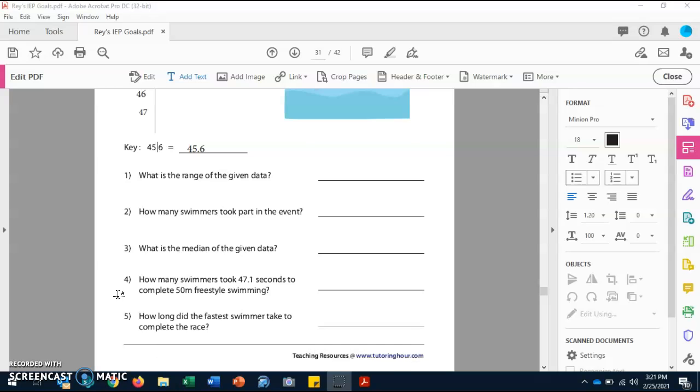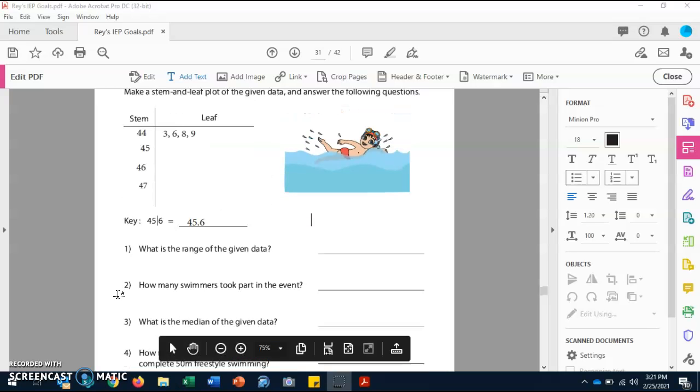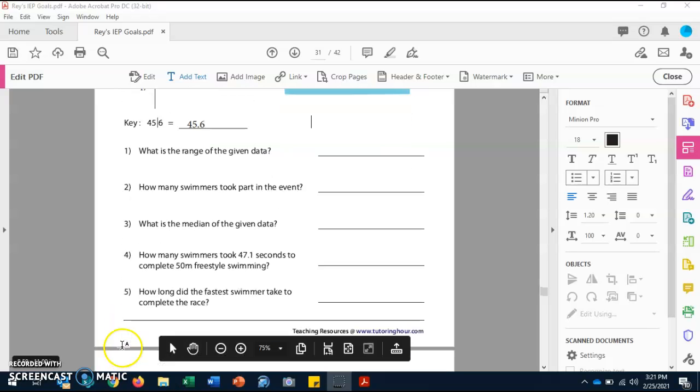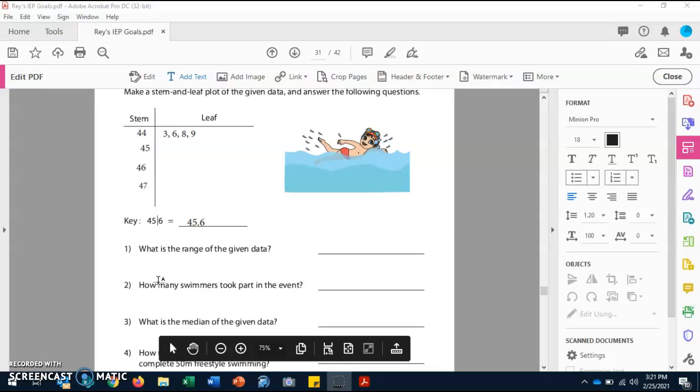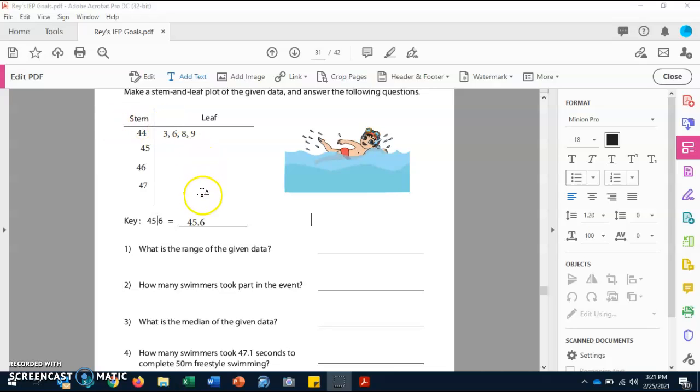So if we look at our numbers, they want us to know the fastest swimmer. So what is the least number here, which is the smallest number that we have in our stem and leaf? So we know that it would be 44 because there's no 43, but 44 point what would it be? What is smaller, 44.3, 44.6, 44.8, or 44.9?